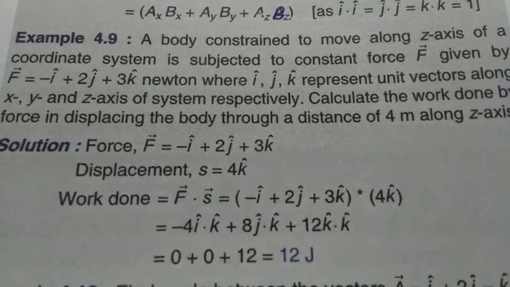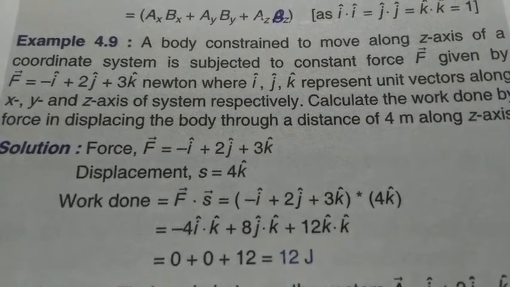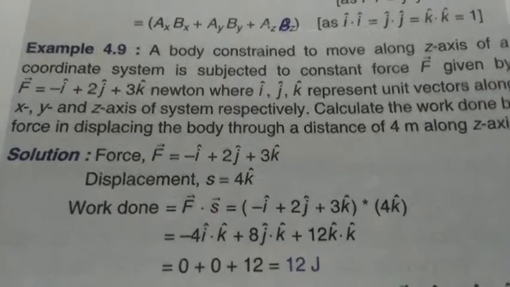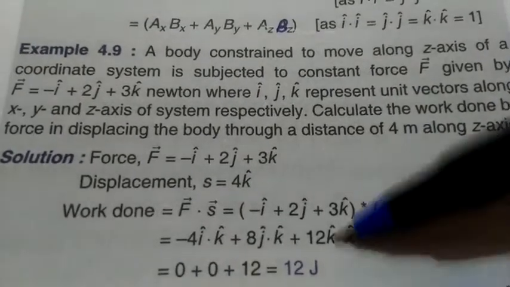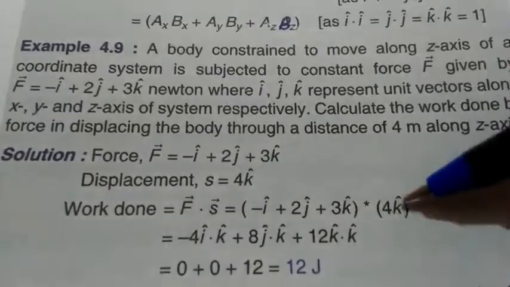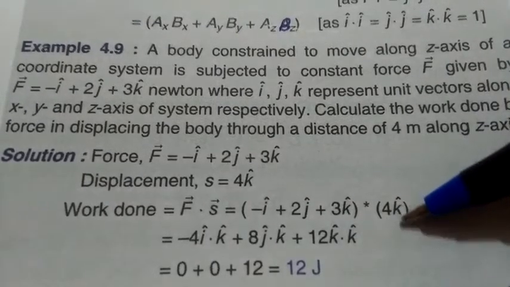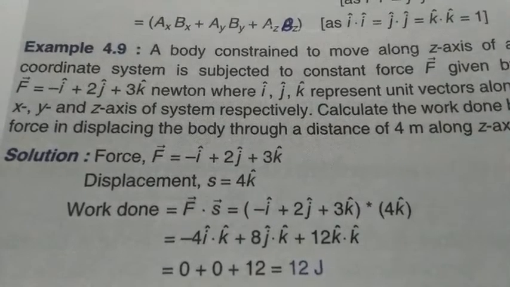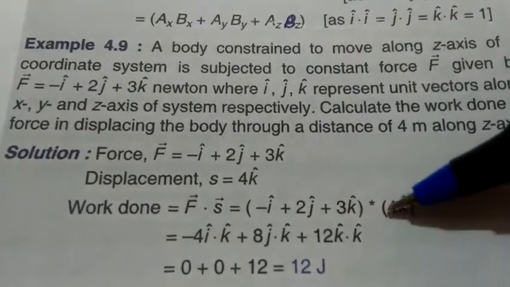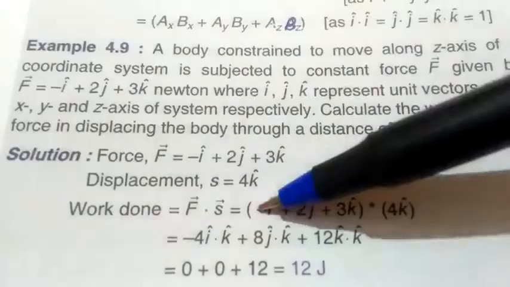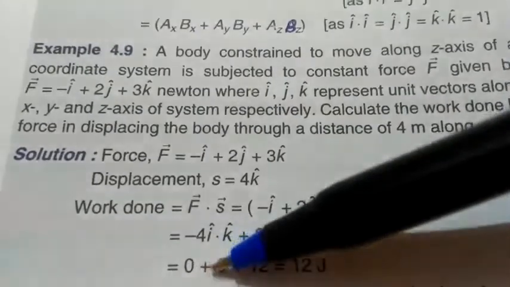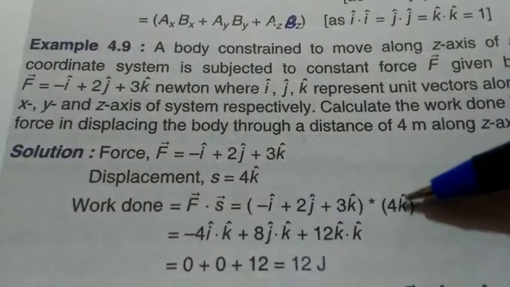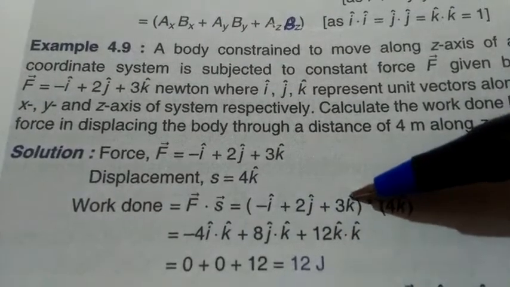So what will be work done? Work done equals to F into S, force into displacement. It is in terms of dot product. So when we multiply this, see, this term is not having i and j term. So that's why when we multiply k terms with i and j, it becomes 0 only. Here you can see they become 0. So if we don't multiply that and we directly multiply this with k, then also we will get the answer.